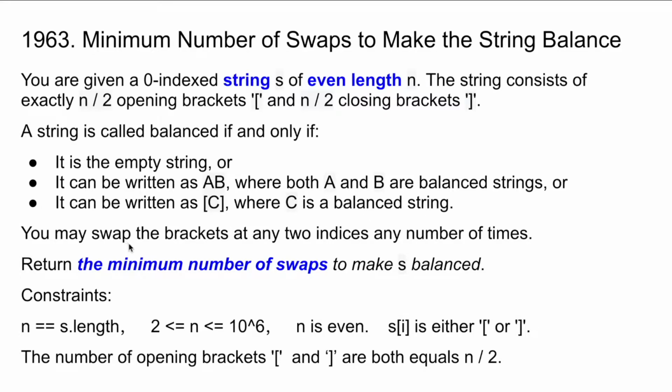You may swap the brackets at any two indices at any number of times. Return the minimum number of swaps to make the string balanced. Let's take a look at some examples.